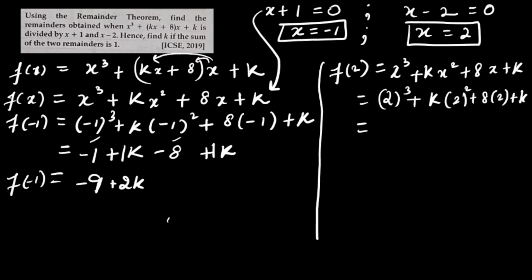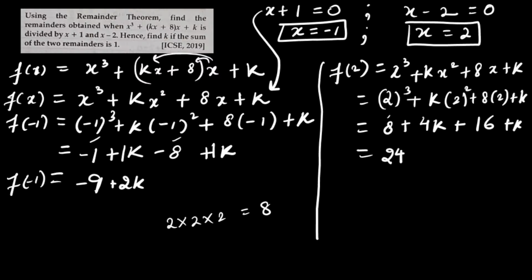The cube of 2 is 2 into 2 into 2, which equals 8, plus the square of 2, which is 4, and 4 into k is 4k. 8 into 2 is 16 plus k. Like terms we can simplify here: 8 and 16 are like, so 8 plus 16 is 24. 4k plus k is 5k. So 24 plus 5k. Yes, Yatin has given the answer.